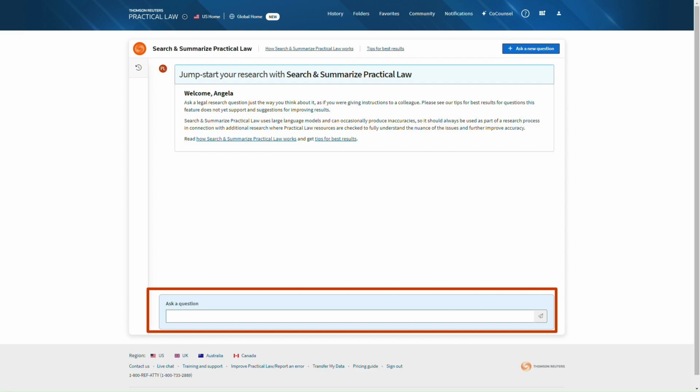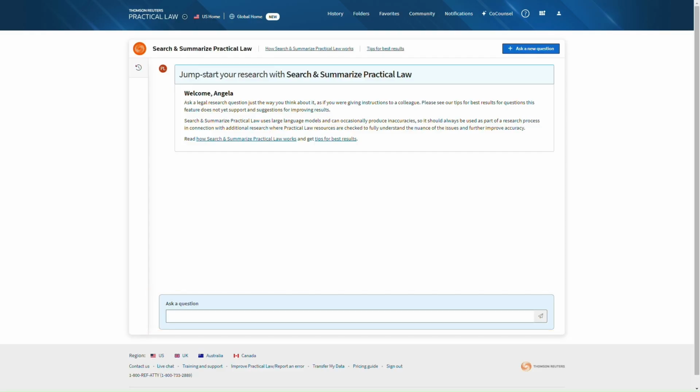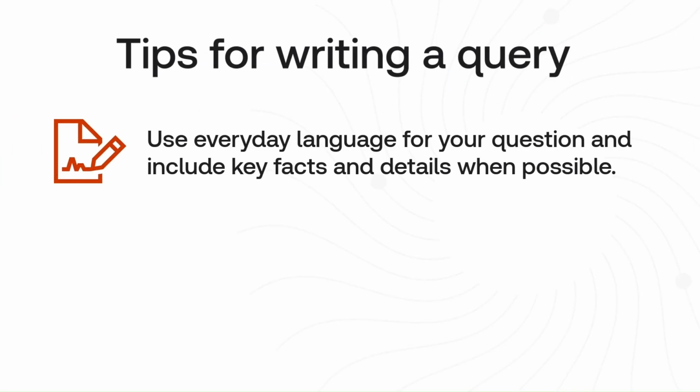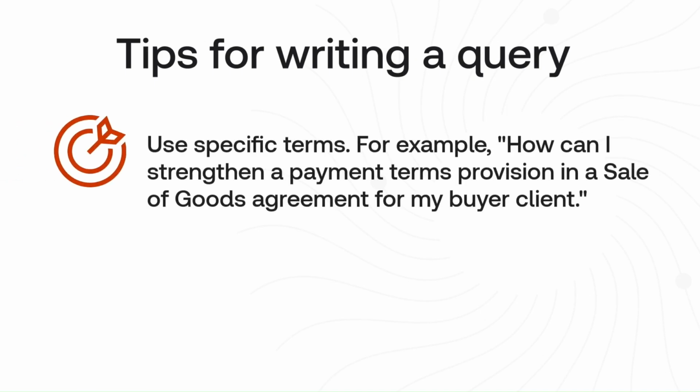Ask a legal know-how question, and the generative AI and large language models will search the entire Practical Law collection to read and summarize the answer from the most relevant resources. You will then be connected to the Practical Law content for validation and review. Take note of a few tips for writing your query. Use everyday language for your question and include key facts and details when possible. Use specific terms. For example, how can I strengthen a payment terms provision in a sale of goods agreement for my buyer client?